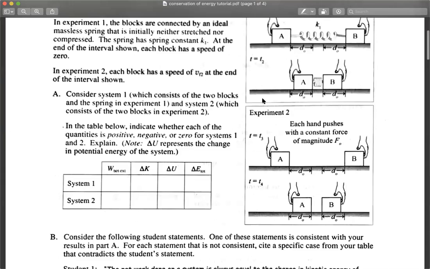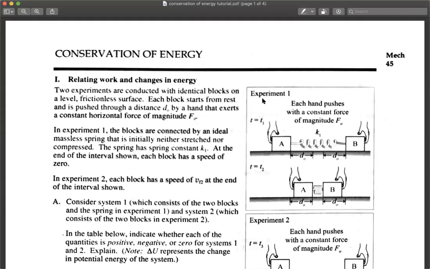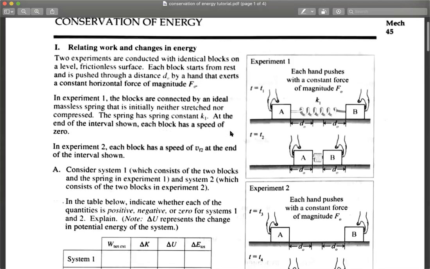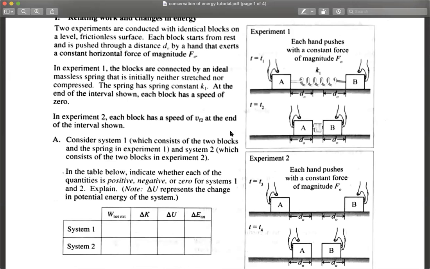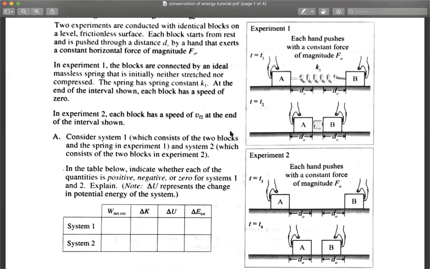So the part that I asked you to work through was these two experiments where you looked at two different experiments where work was being done by the hands on the blocks. In experiment one, it asked you to consider a system of the blocks plus the spring, and in experiment two, it asked you to consider just the blocks.